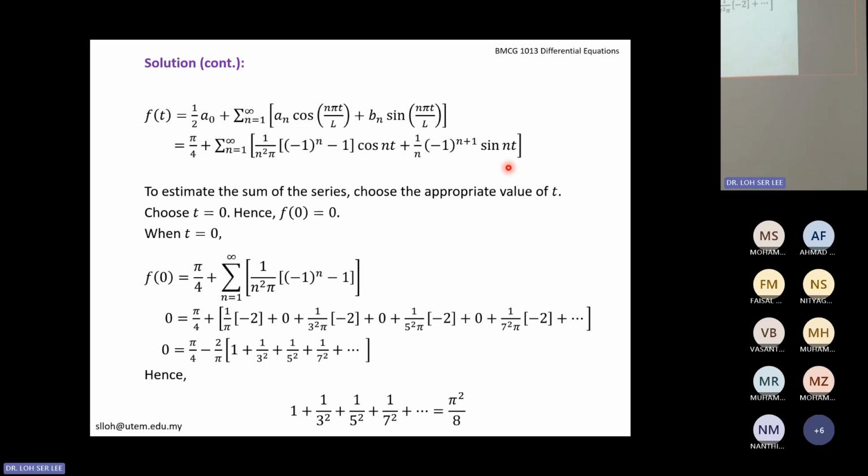Next we need to choose a suitable value for t to deduce the sum of this. If you look at this one, and compare to this one and also this one, what do you think? Does this come from this one or this one?